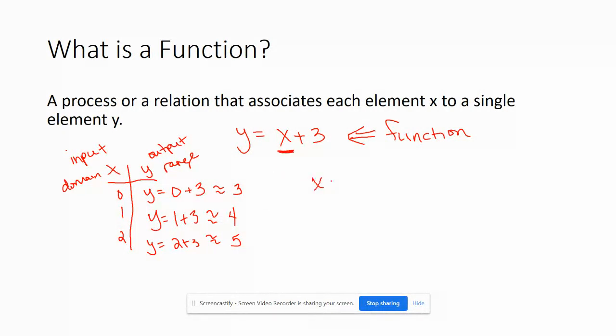So my new chart should be, let's just rewrite the chart. 0 goes to 3, 1 goes to 4, 2 goes to 5. Now, if I were to put these coordinates in a coordinate setup, then it would be what? 0, 3, 1, 4, and 2, 5. Okay, so let's look at a chart real quick.